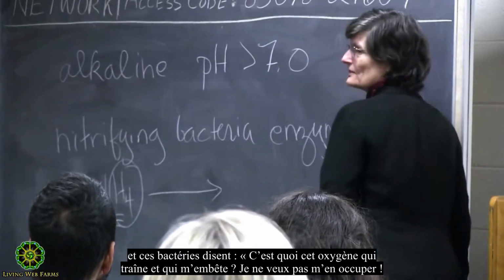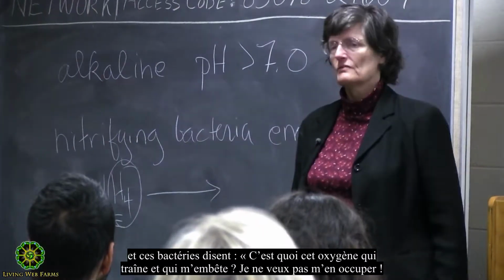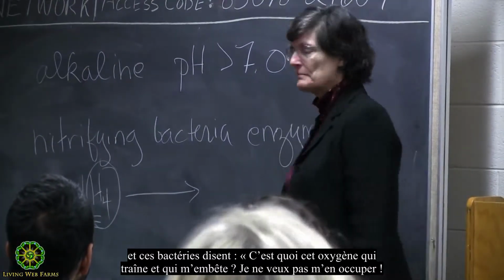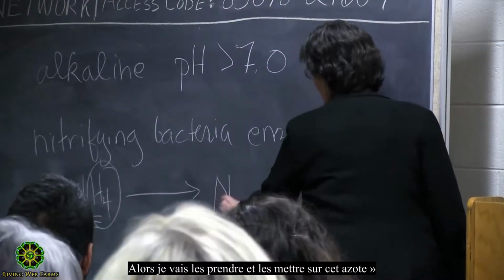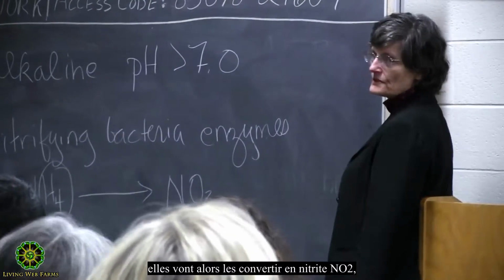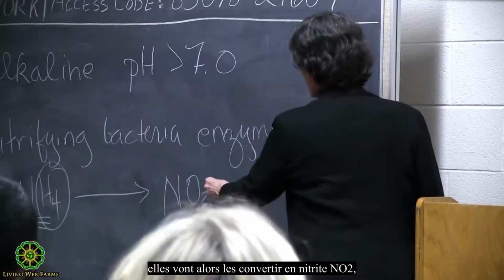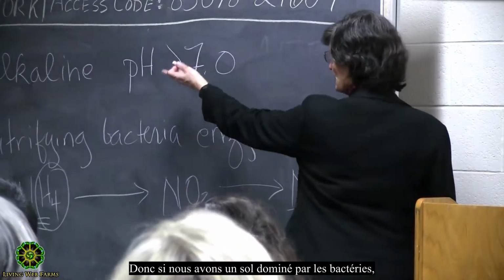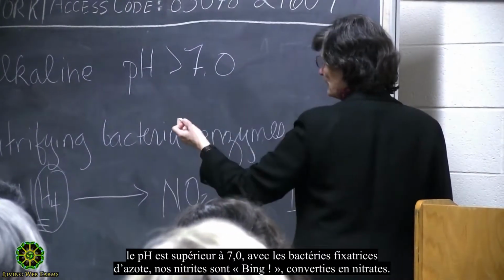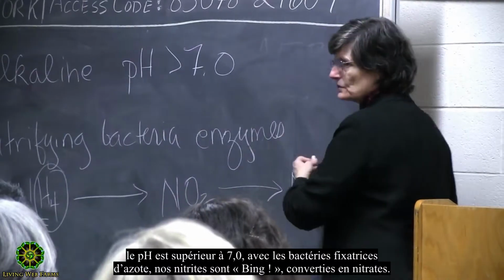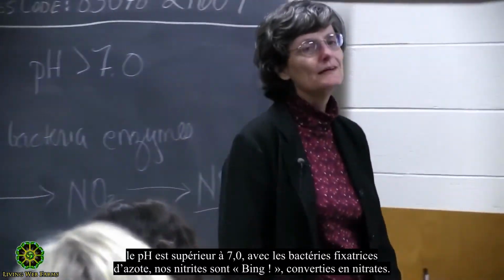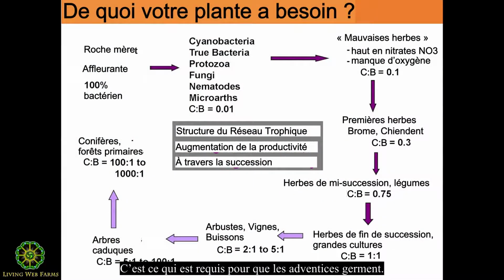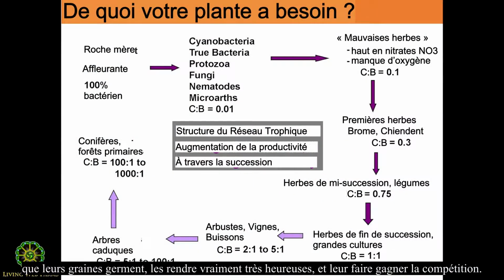And then those nitrifying bacteria say, there's this annoying oxygen running around here. I don't want to have to deal with that. So I'm going to take those oxygens and stick it on that nitrogen. So then I'm going to convert it to nitrite and then into nitrate. So if we're bacterial dominated, pH is above 7, we've got nitrifying bacteria, all of our NH4 is, bing, converted into nitrate, which is what's required to get your weed seeds to germinate, to make your weeds really, really happy, and they win in competition.